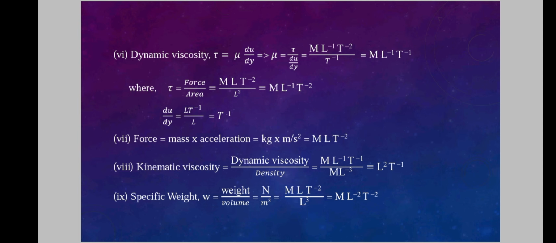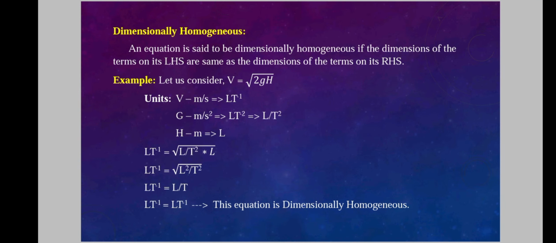And finally, specific weight, the formula will be weight divided by volume, that is newton divided by meter cube. For dimensional application, it will be M L T power minus 2 divided by L cube, which will be M L power minus 2 T power minus 2. So that is all. And next thing is dimensional homogeneity.